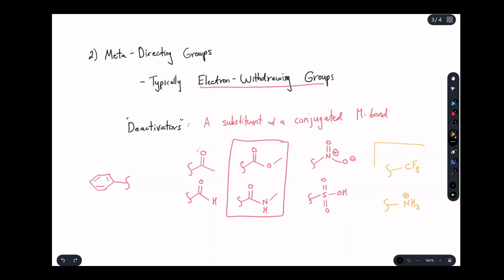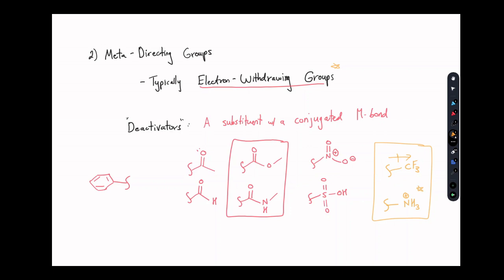I want to quickly touch on two exceptions to this idea that it's a conjugated pi bond. We may see a trifluoro group, sometimes referred to as a triflic group. These fluorines are very electronegative atoms, probably the most electronegative atoms, and they're going to be pulling a lot of electrons, so despite not having a carbonyl, they're still absolutely electron withdrawing, and they are going to be meta-directing.